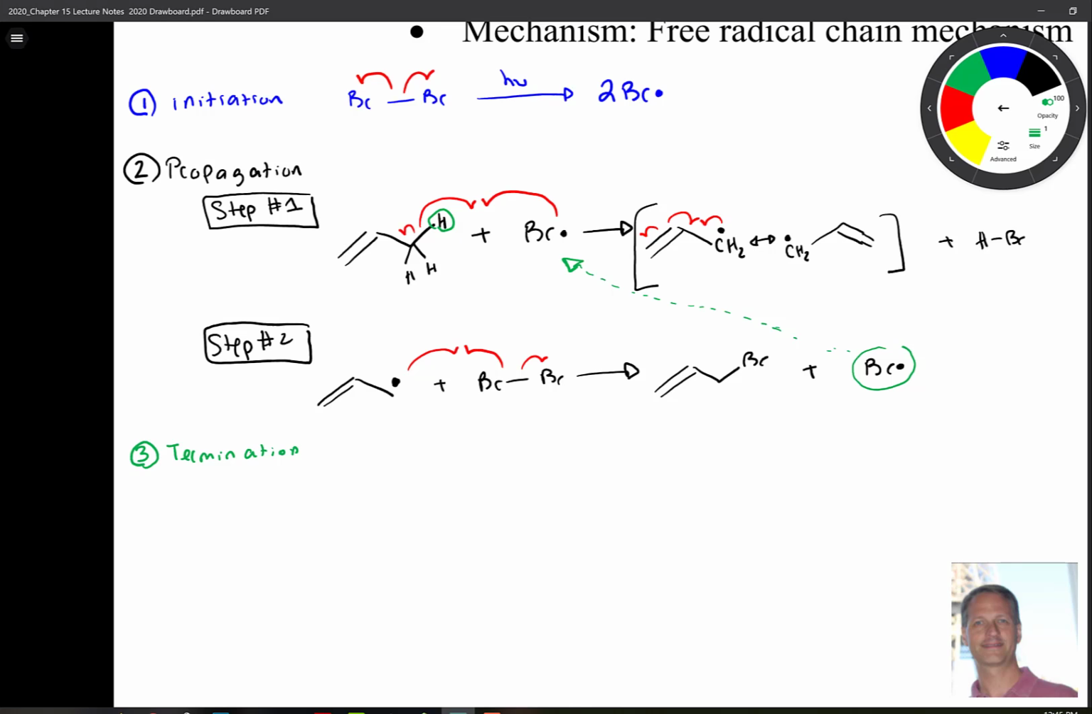So in termination, all radicals combine. So the radicals that we have here, and I'm not going to write out every one of these things, but this, right, plus bromine radical. We could also do that plus this, and we could add bromine plus bromine. And remember, the other thing that your book talks about is that these can hit the glass wall, right? So the glassware itself can capture those radicals.